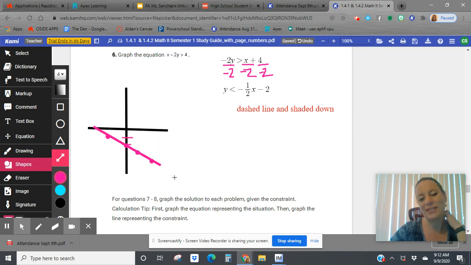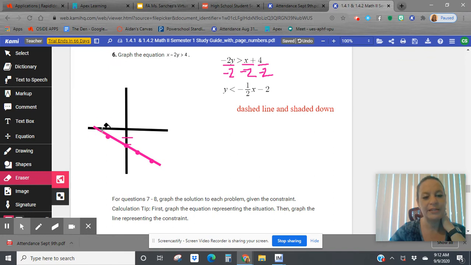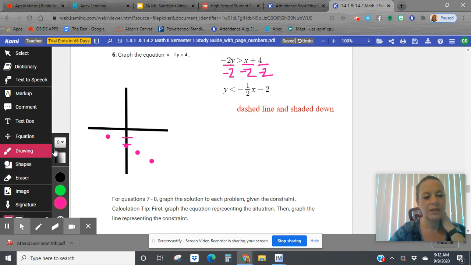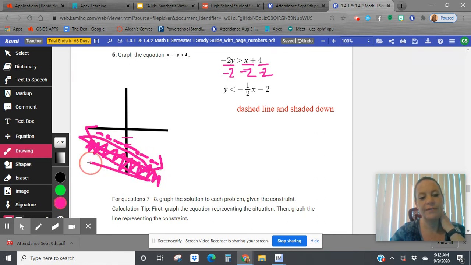Now that's a solid line, and I can't do dash using this little feature here, but I can go grab the eraser and erase. Oh no, it erases the whole line. Just kidding. So I'm going to have to just draw my dashed line like this. And then we're going to shade down. You guys remember about all the shading?